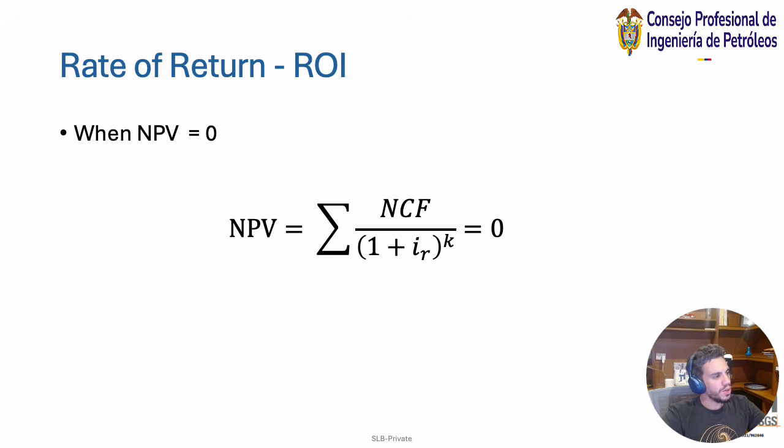The rate of return, or the ROI, is when the net present value equals zero. The equation for it is the summation of all of the net cash flows over (1 + i_R) to the K, where i_R is the real discount rate and K is the time period. You set that equation to zero, and when you solve for that, you will know what the rate of return is, right?